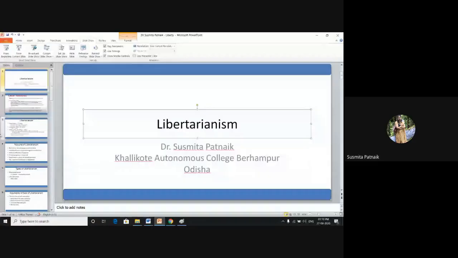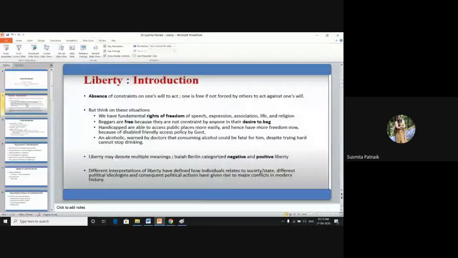First of all, we have to introduce liberty. Liberty is a concept that started in the 17th century, and it was started by J.S. Mill, John Locke, Herbert Spencer and Adam Smith. These political thinkers introduced the word liberty. As a student of political science, you must ask me: what do you mean by liberty? What is the meaning of liberty here?